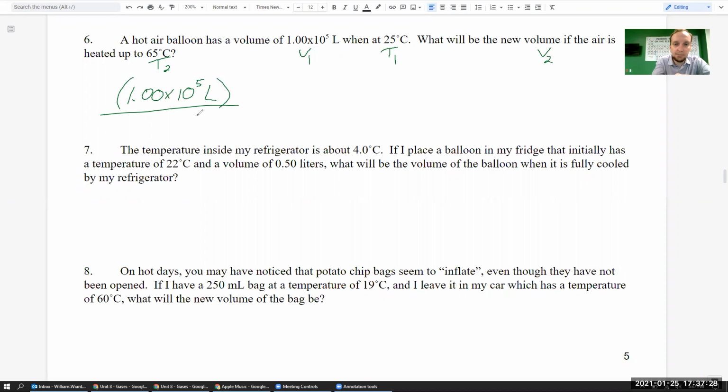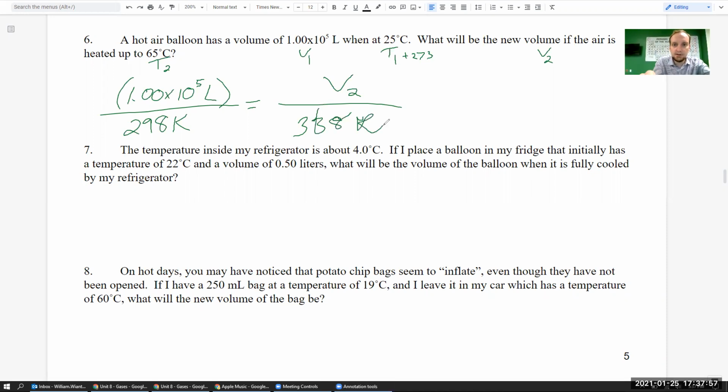I'm going to put that over my temperature, which is 298 Kelvin. Remember, that's just plus 273. Then I'm going to put my V2, because I don't know that, over my T2, which I don't want to mess up. So let me just go ahead and do this on the calculator. 273 plus 65, don't laugh at me, 338.